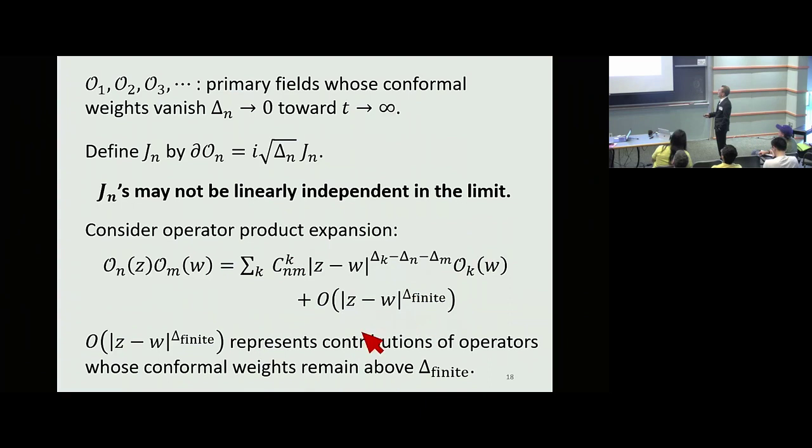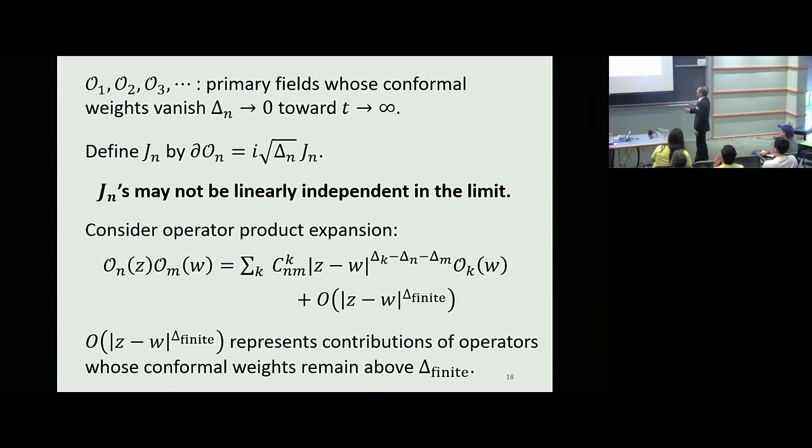So in general, the spectrum can have the following structure: you can have operators whose conformal dimension becomes small and hits the ground, the vacuum conformal dimension. But there might also be some operators whose conformal dimension remains finite in the limit. So we can introduce some kind of parameter delta finite, which is sort of a gap to this operator with finite dimension, and all other operators go to zero dimension, okay?